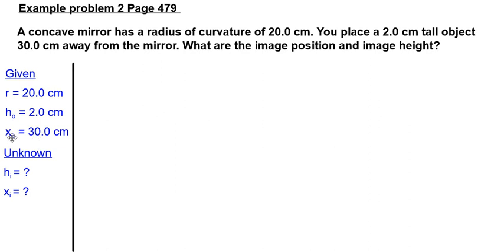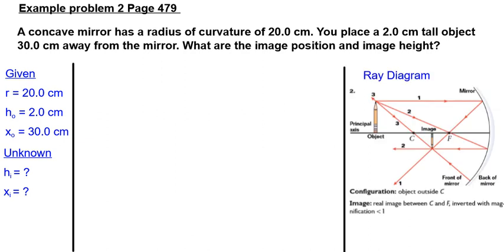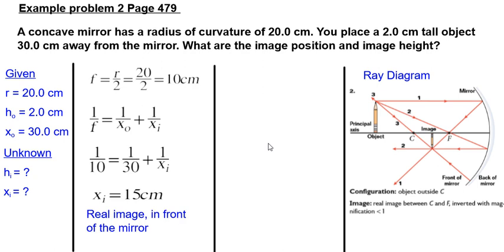If we draw a ray diagram for this problem, remember that XO is the object distance, which is 30 centimeters, greater than the 20 centimeters, which is the radius of curvature. So if we use the ray diagram, the object should be at a distance greater than C. By drawing the 3 rays, or 2 only, it doesn't matter, the image will be, as you see here, upside down, which means inverted, smaller than the object, and between C and F. And of course real, because it is formed in front of the mirror. Let's use the equation to solve this one.